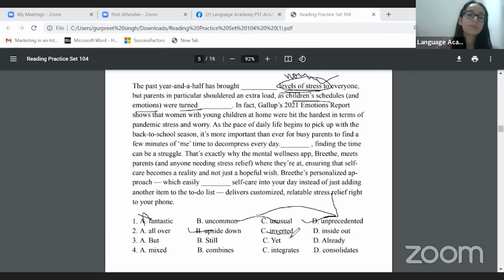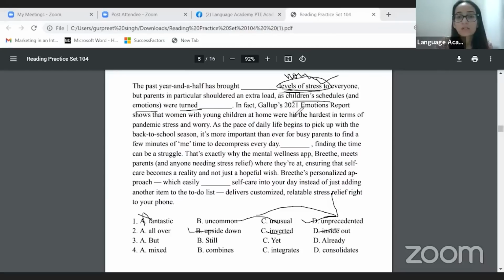Inverted is not something that we can use to express children's lifestyle. Somebody's life doesn't go inverted. And again, life cannot go inside out. So inside out can be used for buildings. I need this building to be painted inside out, means both inside and outside. That's how we can use inside out.